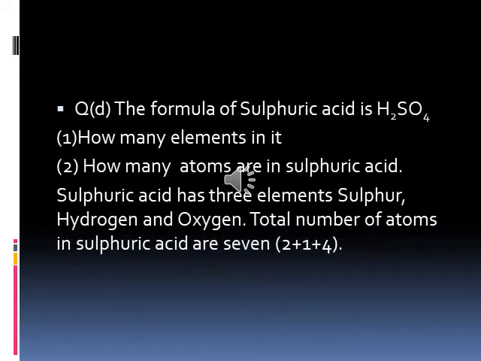Question number D, part 1. The formula of sulfuric acid is H2SO4. How many elements are in sulfuric acid? How many atoms are in a molecule of sulfuric acid? Sulfuric acid has 3 elements: sulfur, hydrogen and oxygen. The total number of atoms in sulfuric acid is 7: 2 hydrogen atoms, 1 sulfur atom and 4 oxygen atoms.